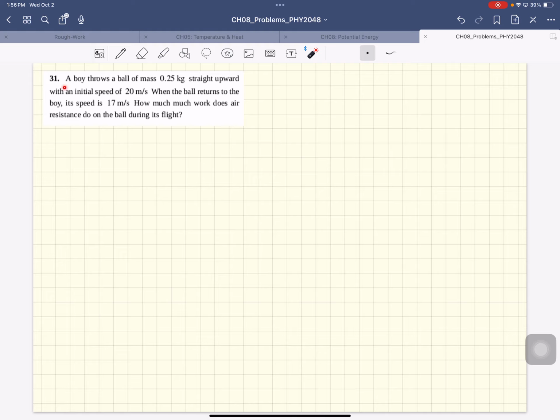So anyway, a boy throws a ball of mass 0.25 kg straight upwards with an initial speed of 20 meters per second. When the ball returns to the boy, its speed is 17 meters per second. How much work does the air resistance do? Remember, air resistance, what kind of a force is it? Conservative or a non-conservative force? Non-conservative. So work done by non-conservative forces is change in mechanical energy.